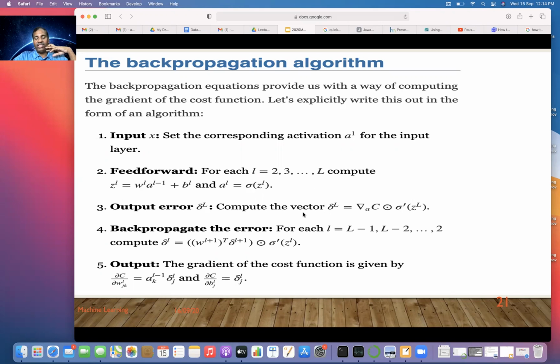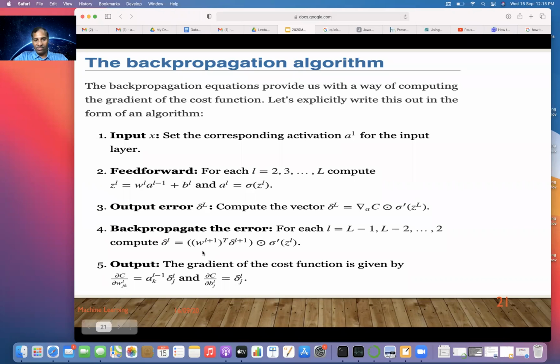So then we need to correct the errors. We need to compute gradients of the last layer, whatever you get, you start computing your gradients based on those weights. Then output error delta L, compute the vector delta L. This is the gradient vector. Back propagate the error for each L minus 1. So correction is happening from the last but one layer to the previous layers. L minus 1, L minus 2 down to 2.